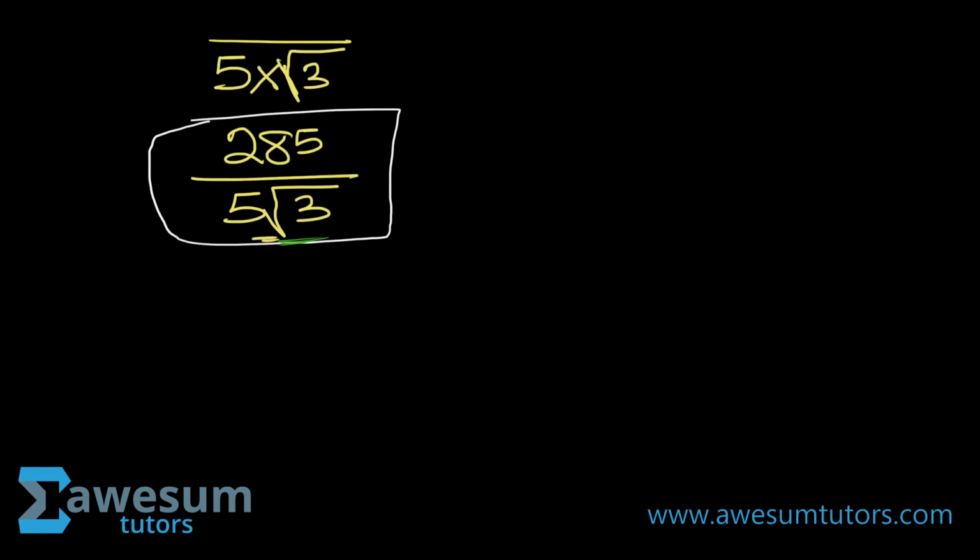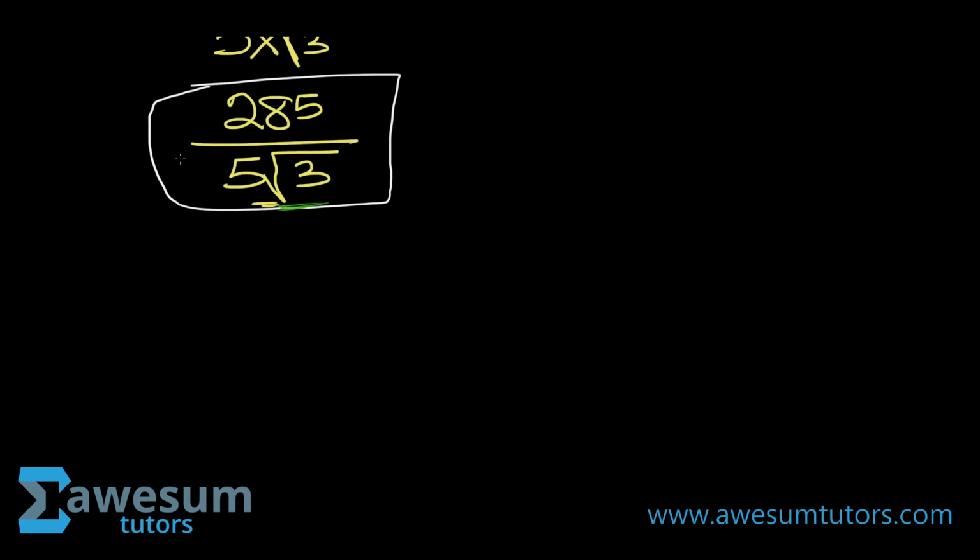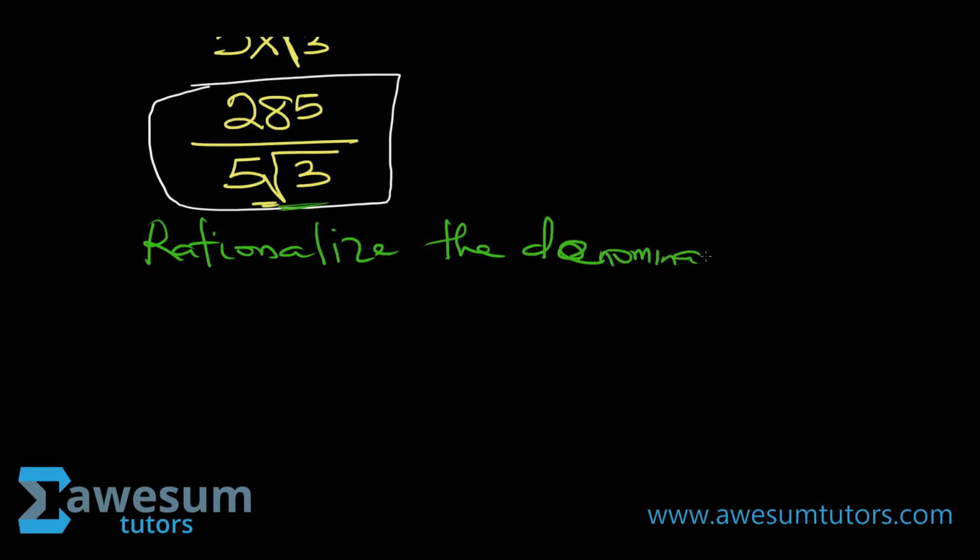So now this is what I am going to do. I will say rationalize the denominator. Rationalize the denominator. Okay, because your denominator has a root of 3, which we don't want. Okay, we do not want that.